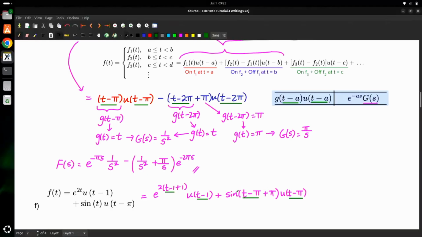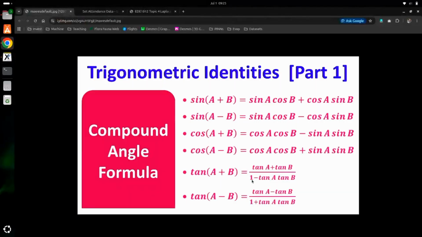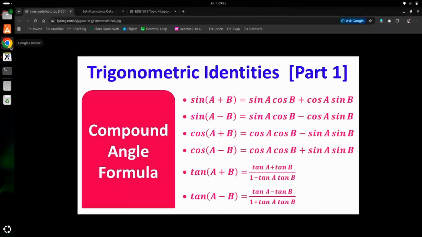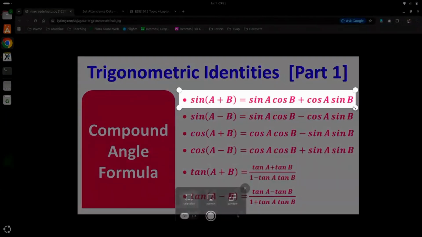But then the truth is this guy. You can see that this is sine of t minus pi plus pi, right? So there is no direct Laplace transform for this kind of term. So this calls for the compound angle formula to help you. If you look at your compound angle formula, you have to find something that fits this. It looks like A plus B, so this looks like A and B. So you find the one that looks like that.